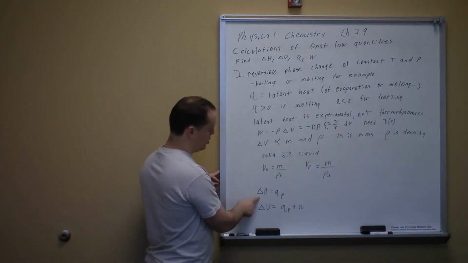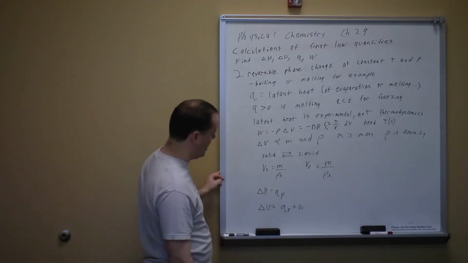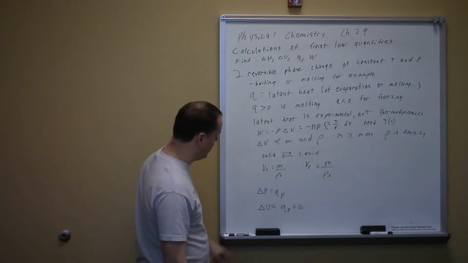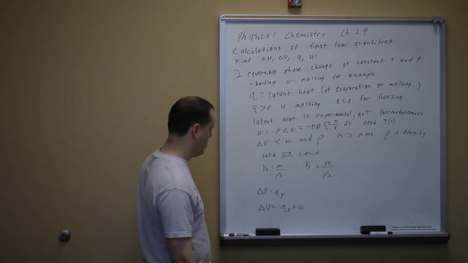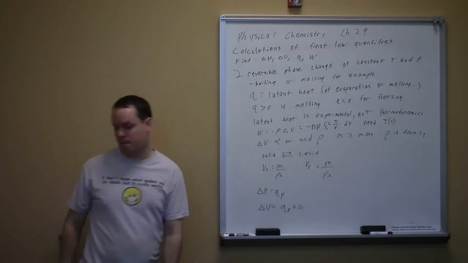Now, since we're at constant pressure, of course, delta H, the enthalpy, is just going to be equal to the heat at constant pressure, QP. Likewise, the change in internal energy, delta U, is going to be equal to the heat at constant pressure plus the work done.